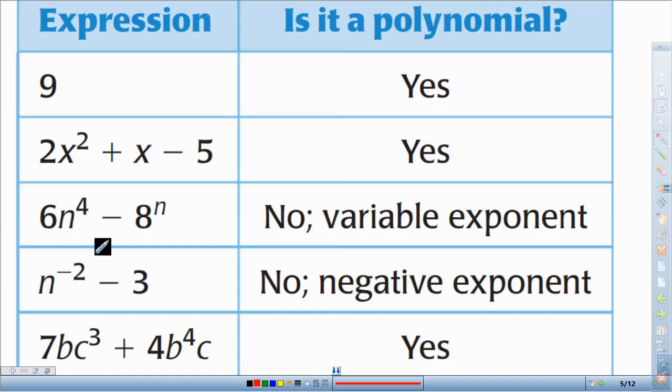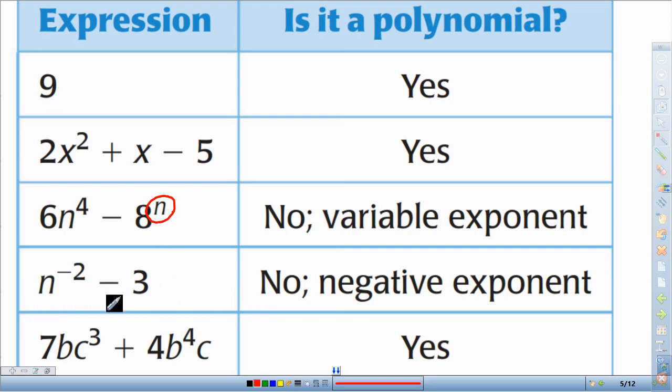On this next one, is this considered a polynomial? No. You might think, oh, but it has two terms. Why isn't this a binomial? Because it has a variable as an exponent. We cannot have variables as exponents. So if you want to point out the reason why this thing is not a polynomial, that's one of the things we cannot have in polynomials.